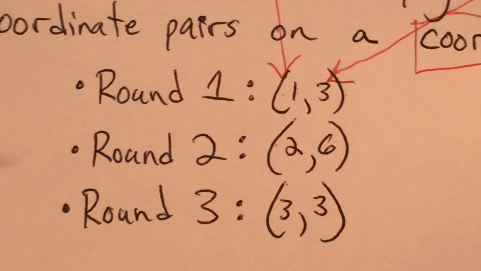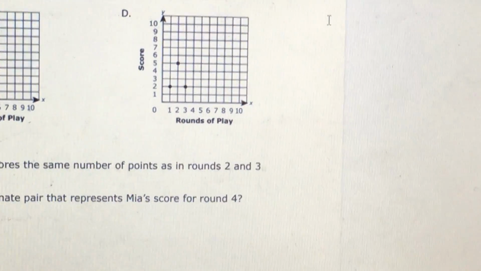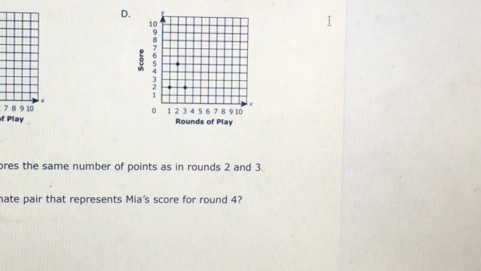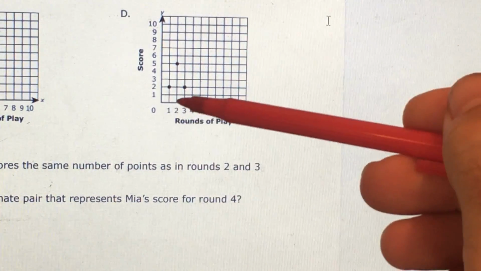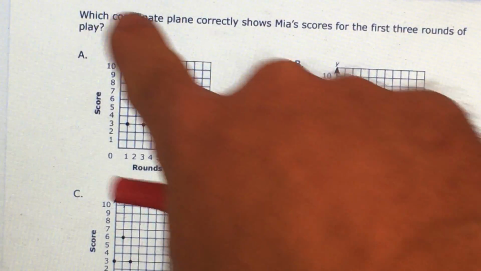But this says round 1, the score was 3. Round 2, this says the score was 5. This says 2, the score was 6. And round 3, the score was 2. When it says round 3, the score was 3. So I just wanted to check to make sure that I wasn't missing anything. And yes, I was correct that A is the correct choice for this.